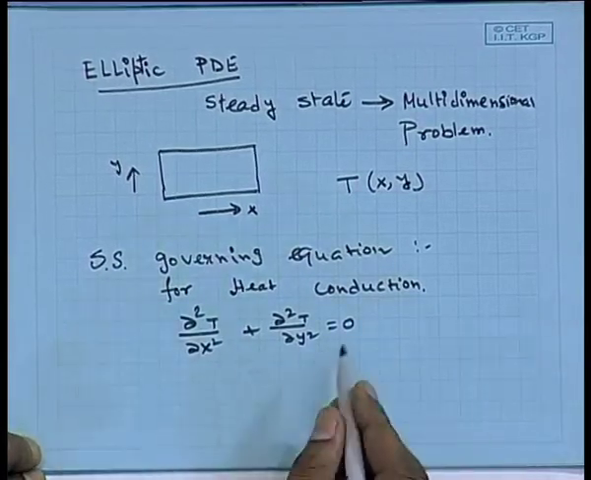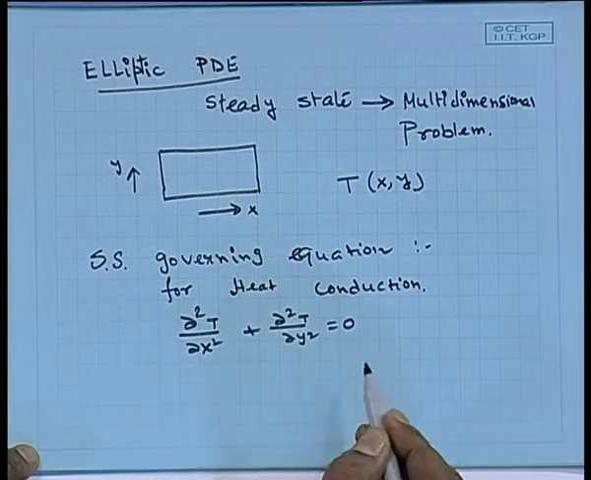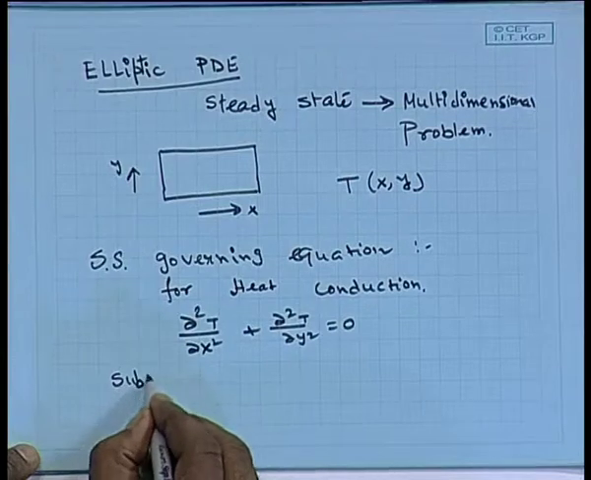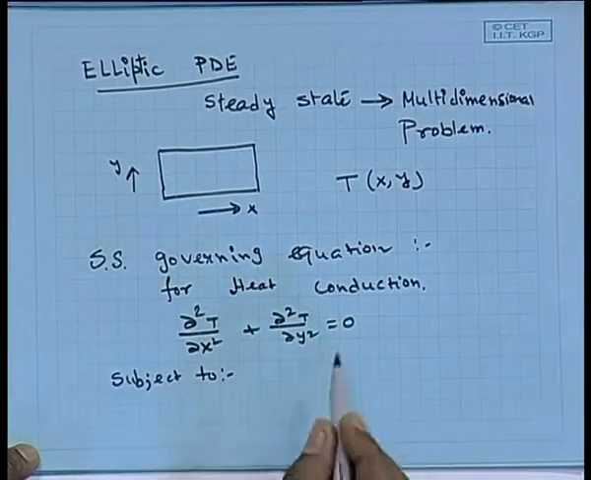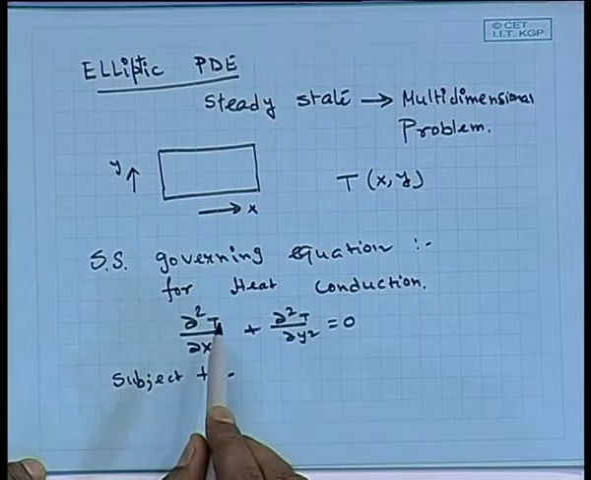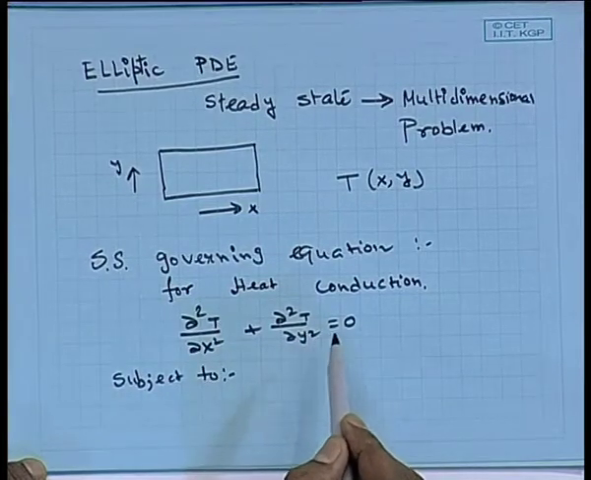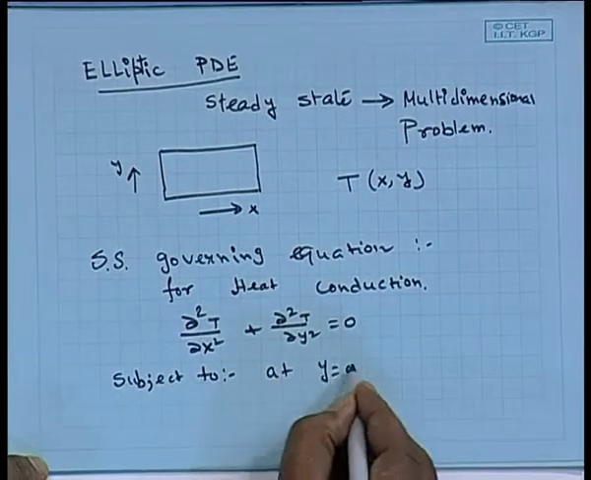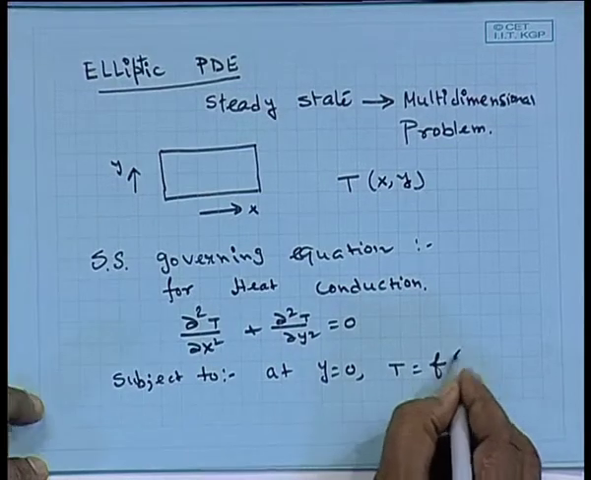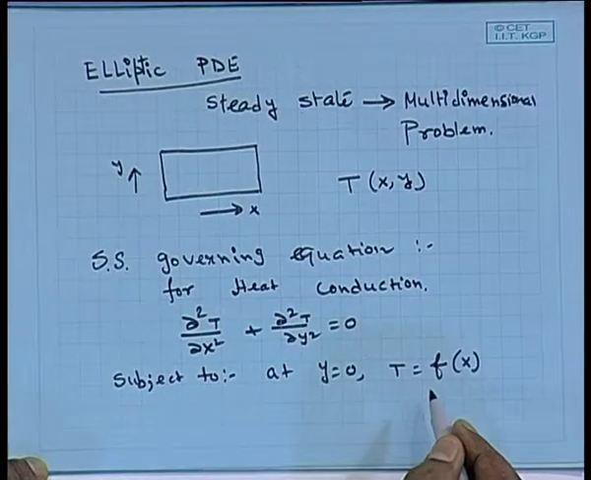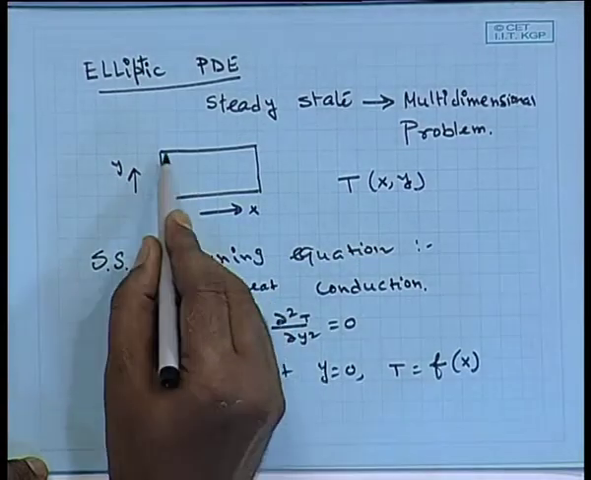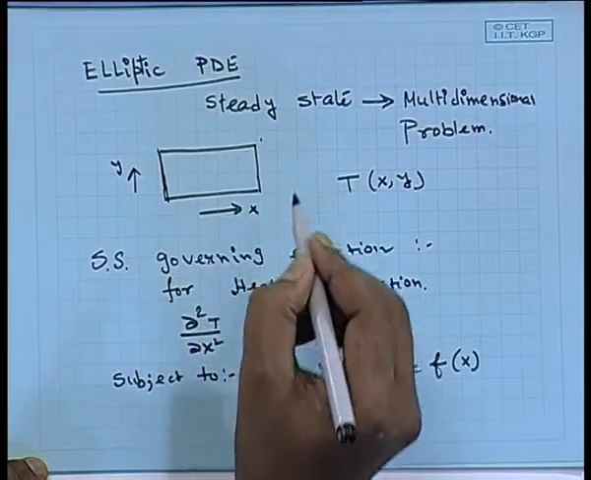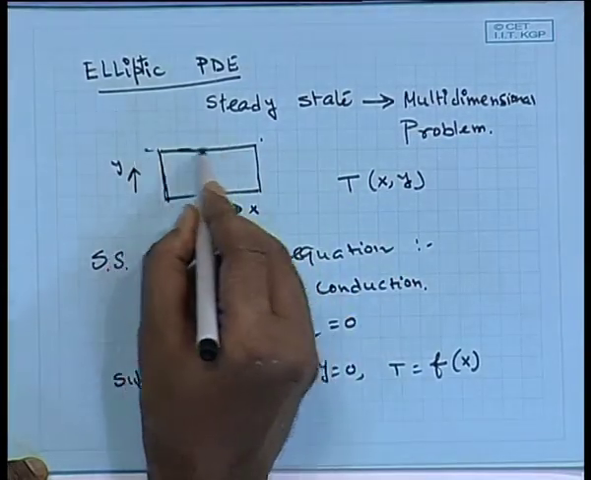Now, let us say we have to solve this equation, and this is a linear equation. Of course, we are going to use separation of variables to solve this equation subject to the boundary conditions. You need to have 2 boundary conditions on x, 2 boundary conditions on y to solve this problem. Now, let us say at y equal to 0 you have a prescribed temperature, that means this plane, right. This is y equal to 0.